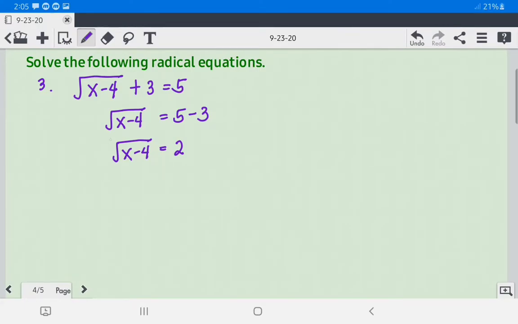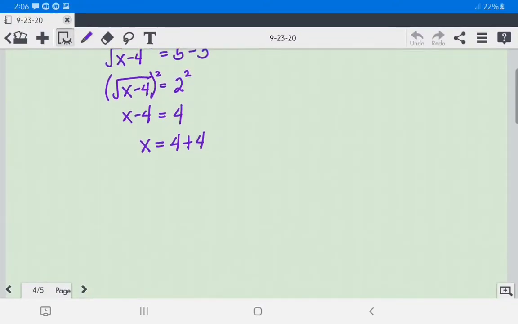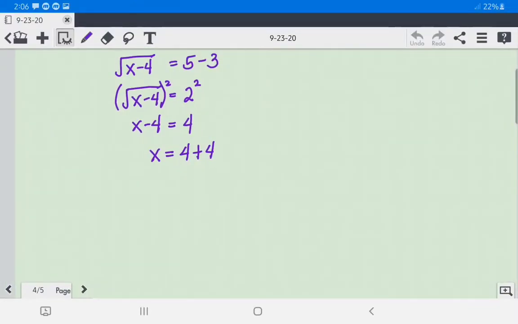Then after that, we're going to apply the principle of powers. We're going to square both sides. So we have square root of x minus 4 squared, we have x minus 4, equals 2 squared, we have 4. Then for x, we have 4 plus 4, applying the addition property of equality. Add 4 on both sides of the equation. So we have x is equal to 8.